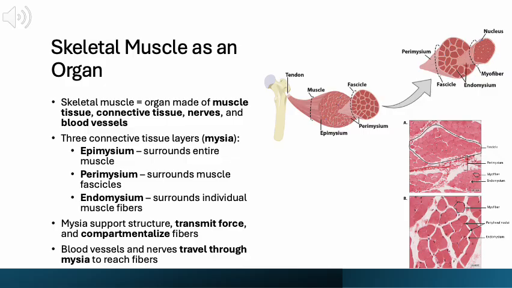These layers transmit force, provide structure, and give pathways for nerves and blood vessels to penetrate the tissue. Blood vessels bring oxygen and nutrients to meet the high energy demands of contraction, while nerves control when and how strongly the muscle contracts. Without this integrated organization, skeletal muscles could not perform the precise and powerful movements we rely on every day.